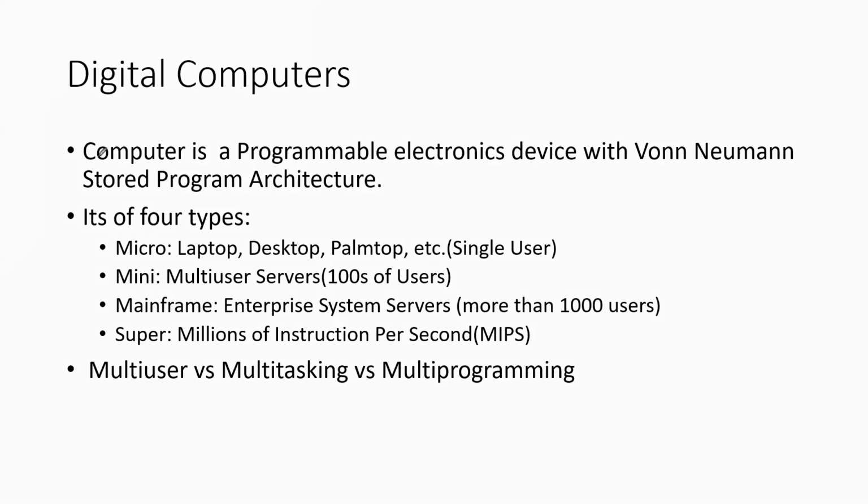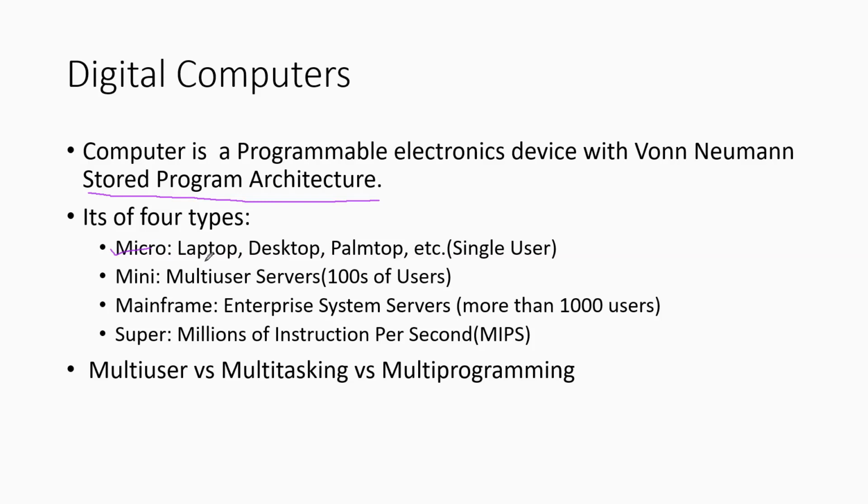What is a computer? A computer is a programmable electronic device, and it follows the von Neumann stored program architecture. That's where the memory comes into the picture. We write a program stored in the memory, and the CPU reads the instruction present in the memory and executes it accordingly. We have four types of computer.